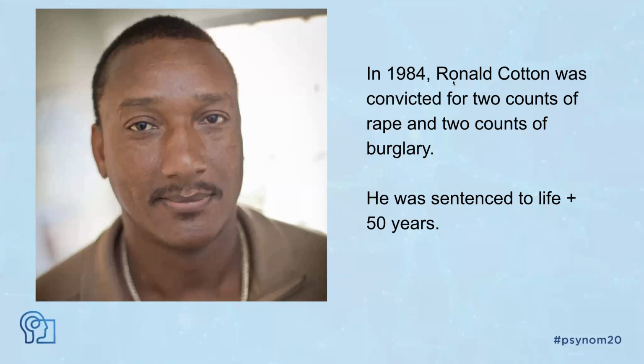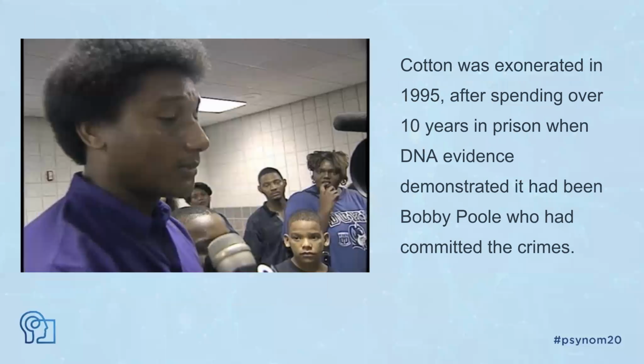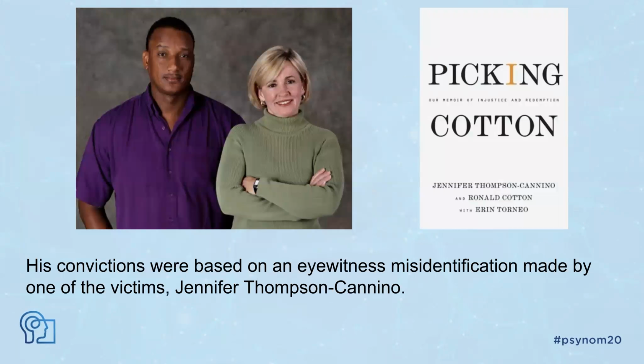In 1984, Ronald Cotton was convicted for 2 counts of rape and 2 counts of burglary. He was sentenced to life plus 50 years. Cotton was exonerated in 1995 after spending over 10 years in prison when DNA evidence demonstrated it had been Bobby Poole who had committed the crimes. This case is well known in the memory literature because part of the reason that Cotton was convicted was because there were a series of misidentifications by a key witness, Jennifer Thompson-Canino.